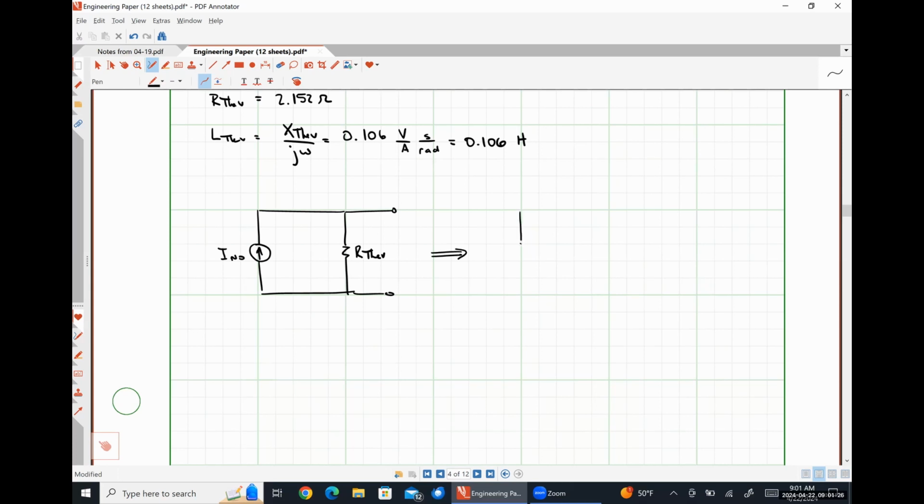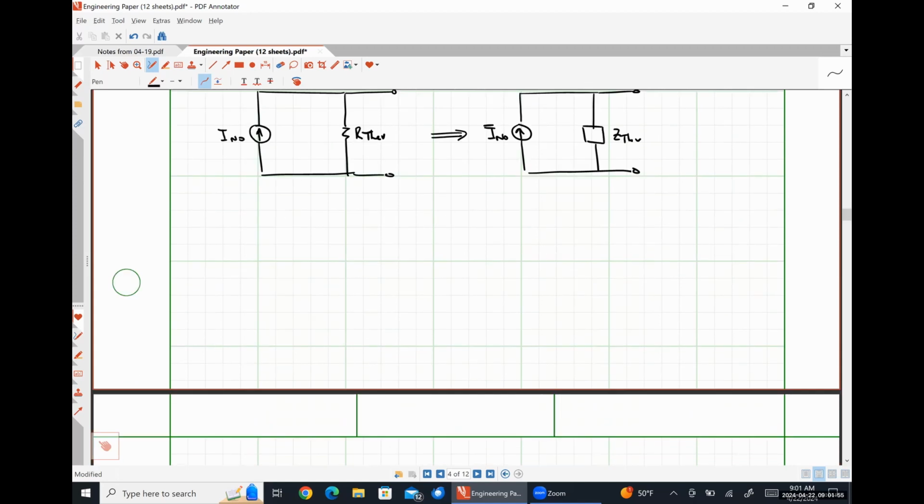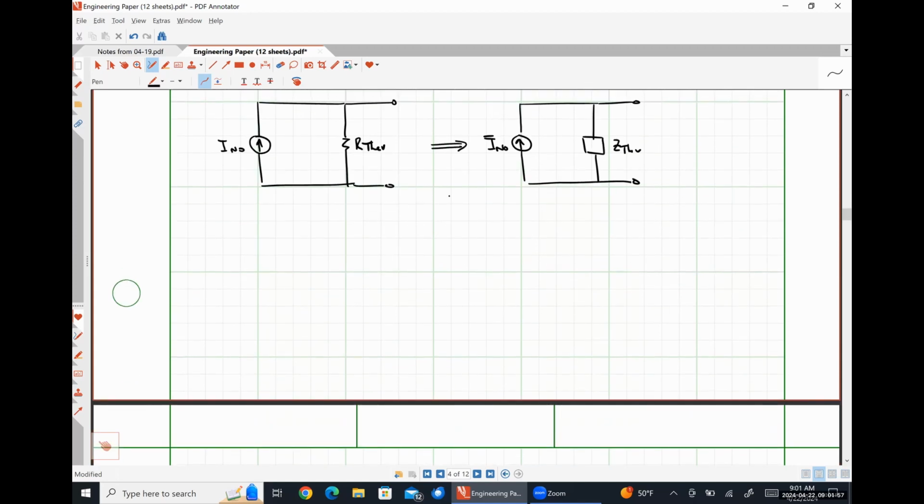Now, in our context, we might have I Norton as a phasor in parallel with some Thevenin impedance, like so, which would be fairly easy to do. We would just divide VThev by ZThev to get I Norton, and then we would call it a day.